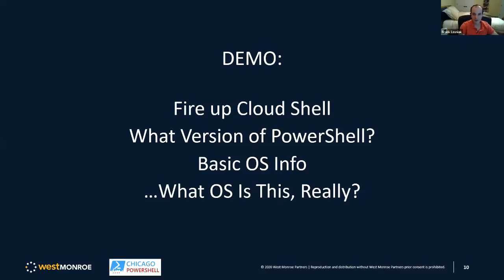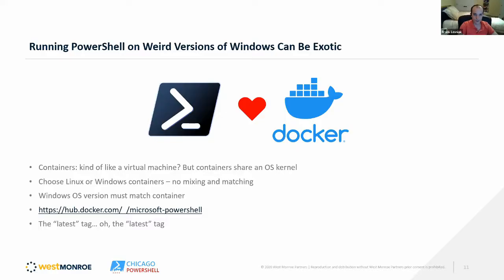So I skipped that. Just as a recap, this is what I demoed: I fired up Cloud Shell, I showed you what version of PowerShell, I pulled some basic OS information, and then we did a deep dive to see what OS it really was. Next up, running PowerShell on weird versions of Windows can be exotic, and one of those weird versions of Windows can be derived from Docker containers.